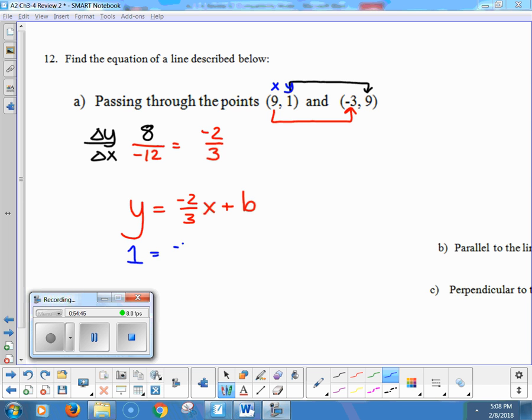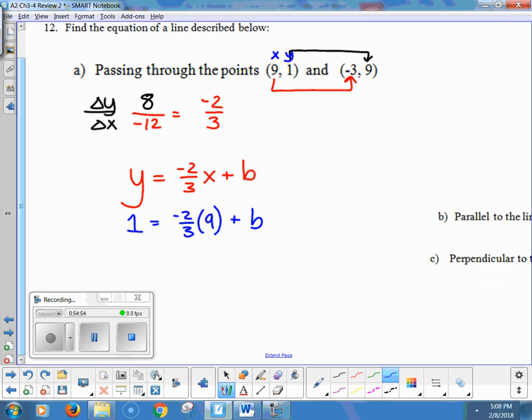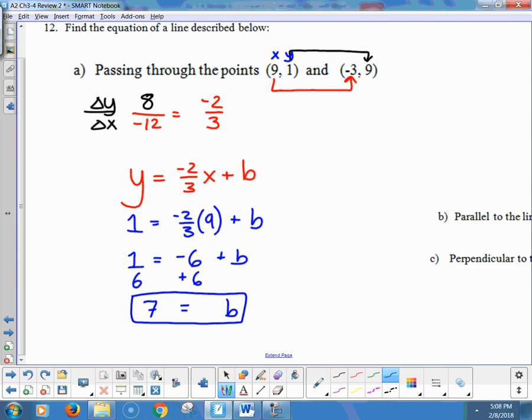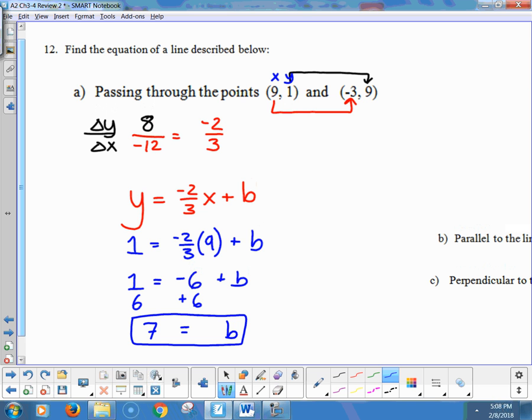If y is 1 and x is 9, then negative 2/3 of x is negative 2/3 times 9. Let's see, 1/3 of 9 is 3, so 2/3 of 9 is 6, and negative 2/3 of 9 is negative 6. So if we add 6 to each side, I get b must equal 7. All right, so we have a slope and a y-intercept, negative 2/3 x plus 7.